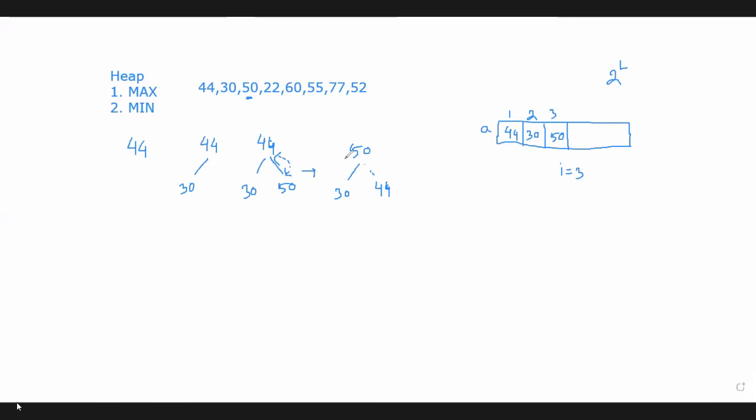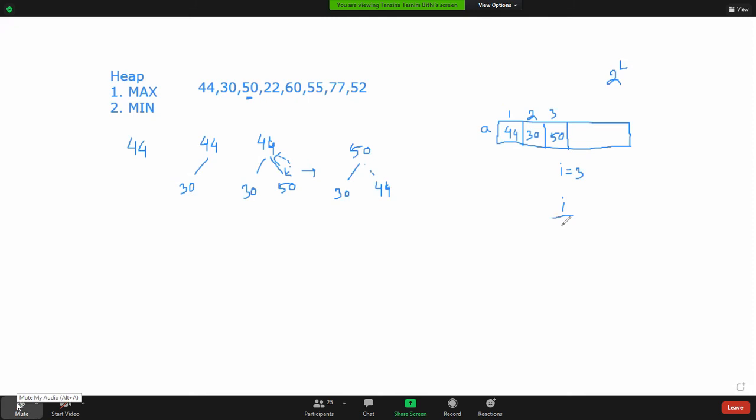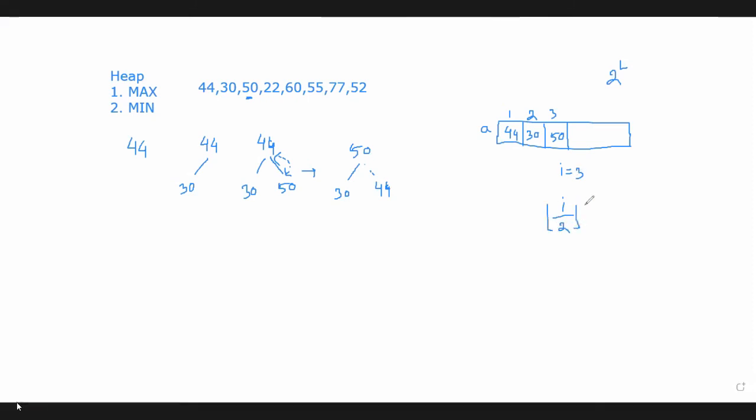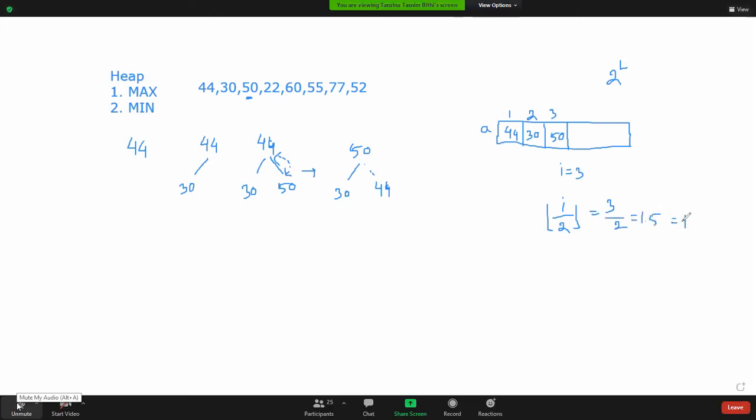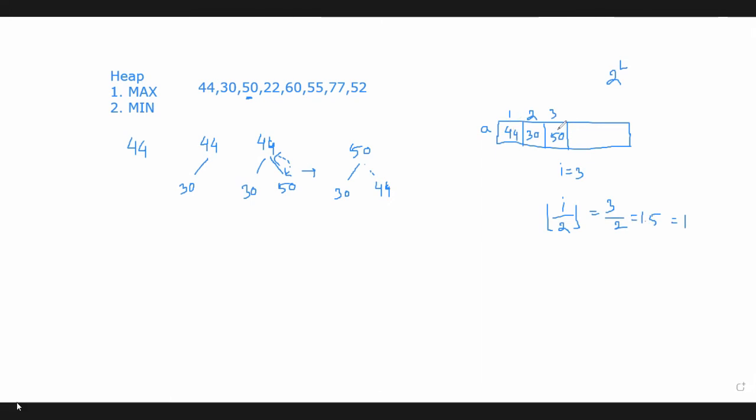So here we change the 2 values 44 and 50, but from this tree, do we know which one is actually the parent node of 50? Do we know it? For finding it out, divide I by 2 and take the floor value. So I equals 3, 3 by 2 equals 1.5. So if we take the floor value, then the index will be 1. So now 44 is the parent node of 50.